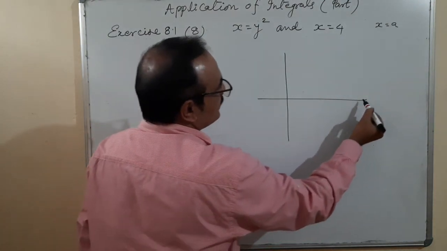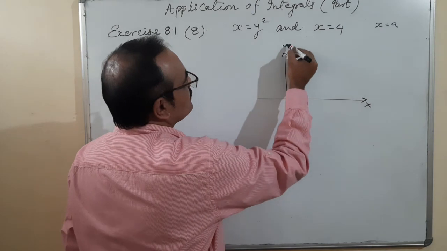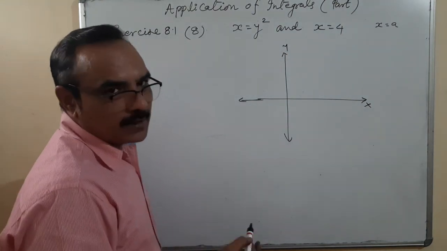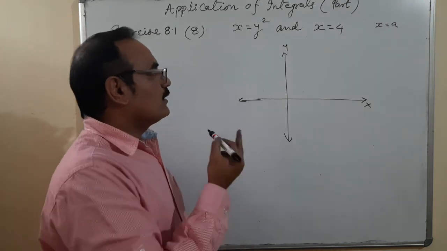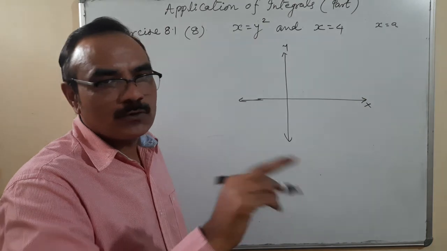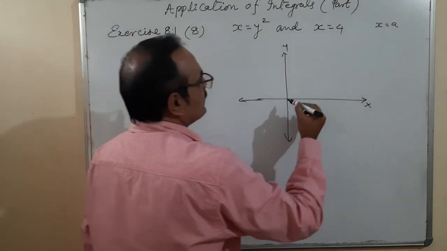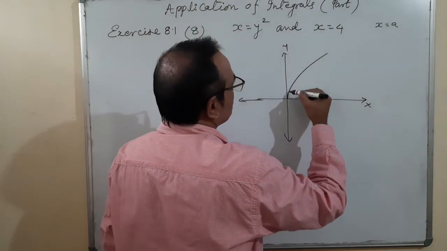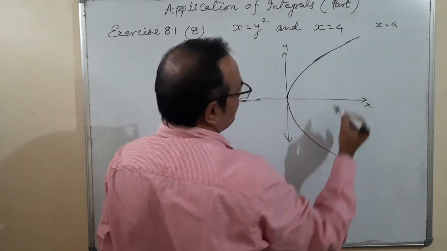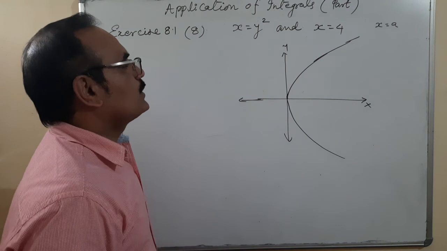Diagram is necessary. I told you for each and every question it's necessary, because without a diagram you cannot assess what we are going to find out. Y square is equal to x. That means this is a parabolic equation in this direction like that. Okay. And x is equal to 4.